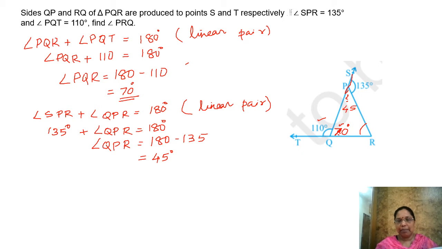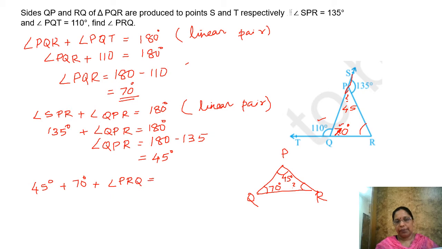Now we look at the triangle PQR. You got this angle as 70 degree. You got this angle as 45 degree. Now we are asked to find this angle PRQ. How will you get that? What will be this equal to? 45 plus 70 plus angle PRQ is equal to 180 degree.